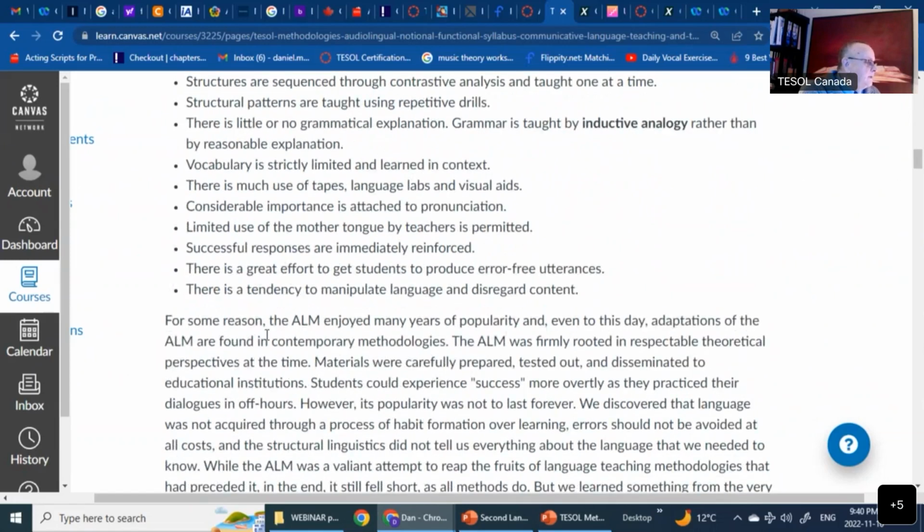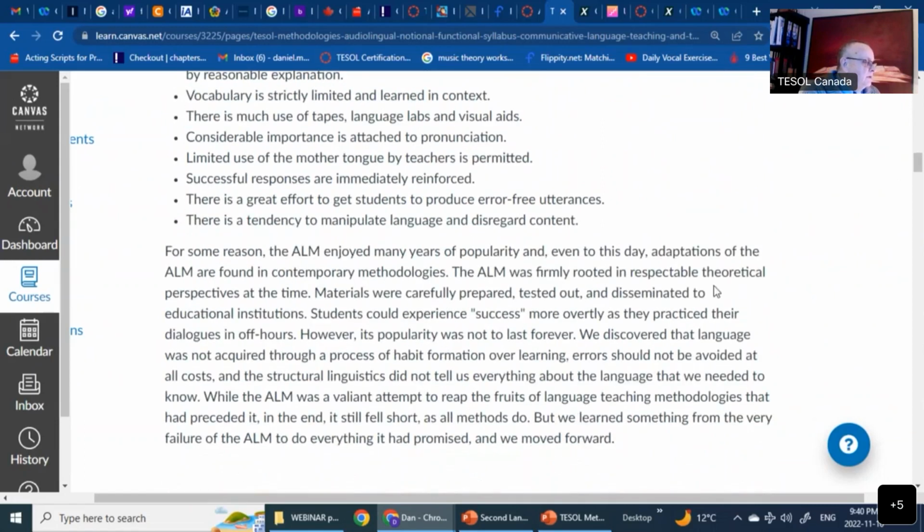For some reason, the audiolingual methodology enjoyed many years of popularity, and even to this day, adaptations of the ALM are found in contemporary methodologies. The ALM was firmly rooted in respectable theoretical perspectives at the time. Materials were carefully prepared, tested out, and disseminated to educational institutions. Students could experience success more overtly as they practiced their dialogues in off hours.